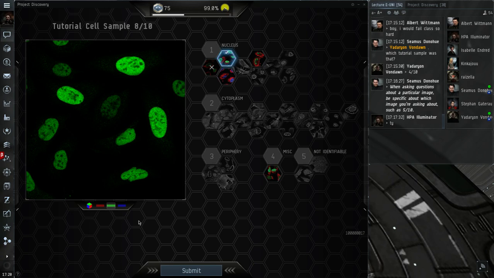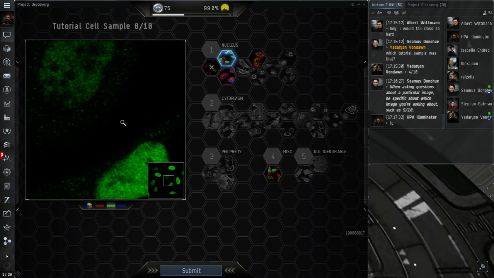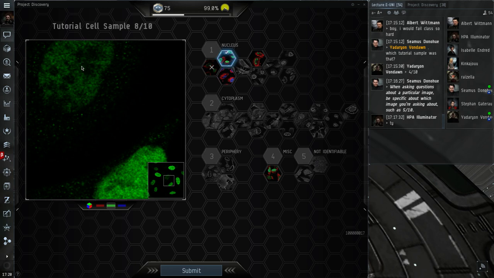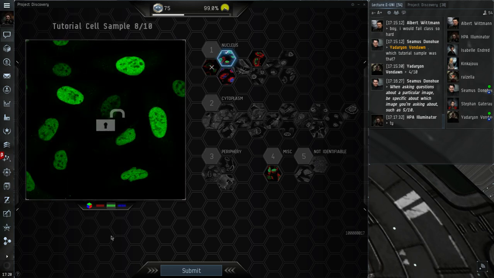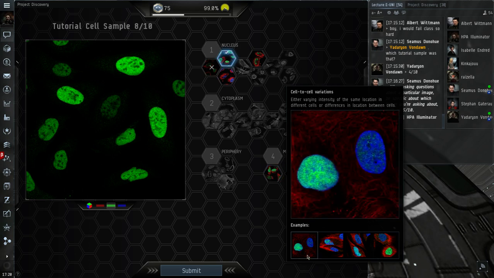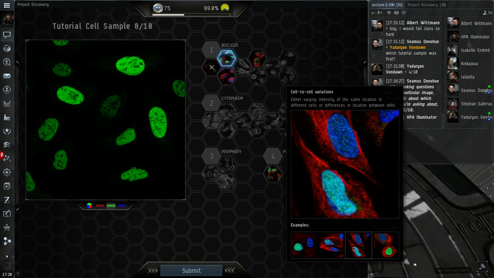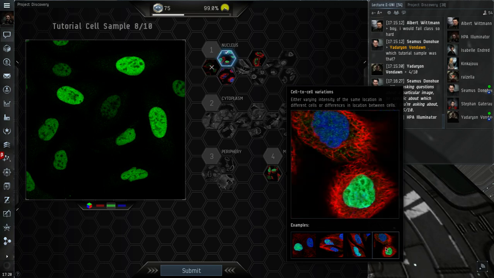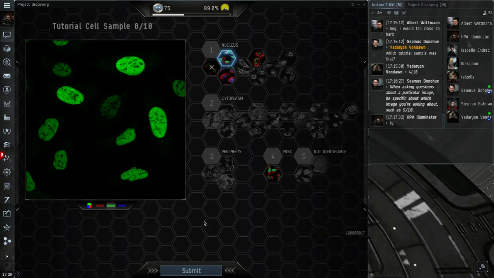And we can also see that there are some variations between cells. So here we have a staining that is much stronger than this one. So we will call it cell-to-cell variations. Here all the examples are from nuclear stainings, but as you might know, cell-to-cell variations can occur for all types of locations.